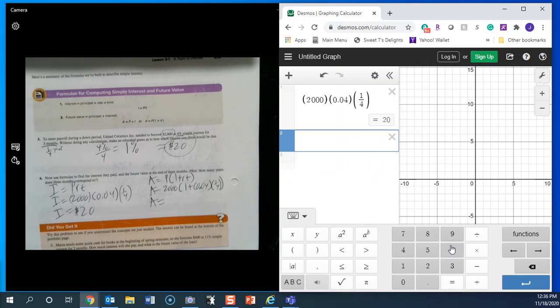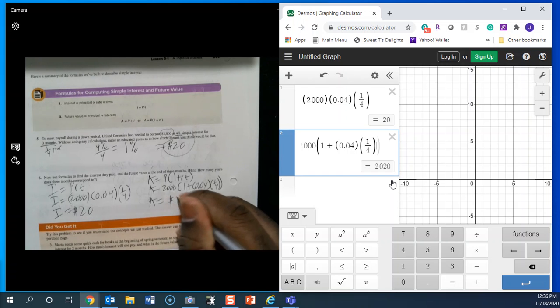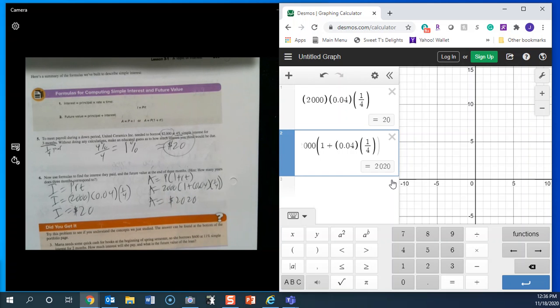All right, so let me retype that. Okay, so we had 2000, open parenthesis, 1 plus, then we have parenthesis, 0.04. Close that parenthesis, open that parenthesis, 1 divided by 4. The right arrow and close it. So your answer here would be $2,020. And that is the future value.